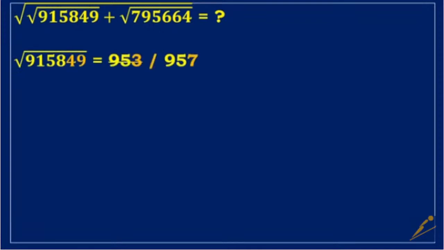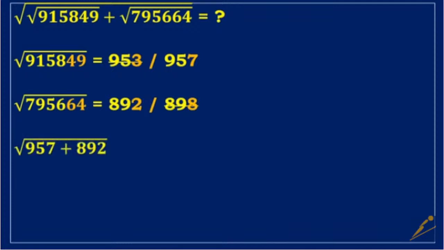of a given number. The square root of 915,849 is 957, and the square root of 795,664 is 892. The sum of these two square roots is 957 plus 892, which is equal to 1849. Finally, the required result can be obtained by taking the square root of 1849, which is 43.